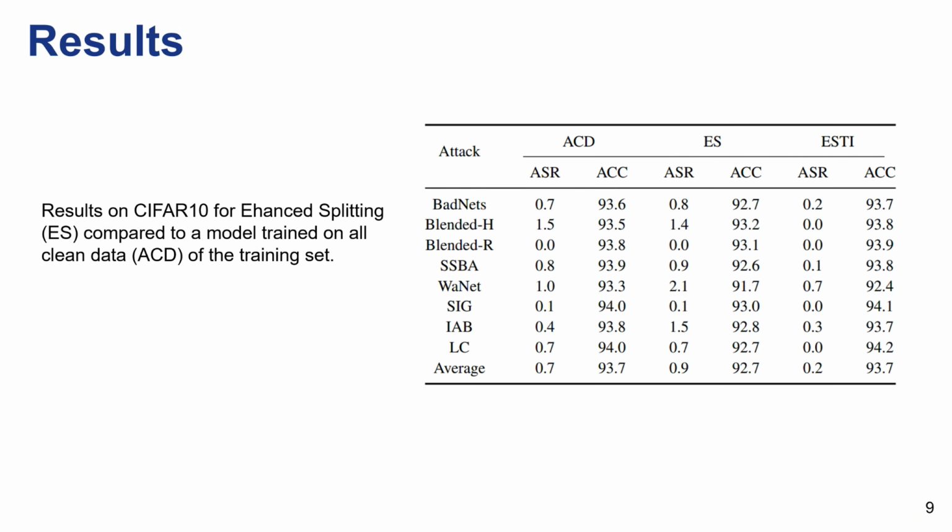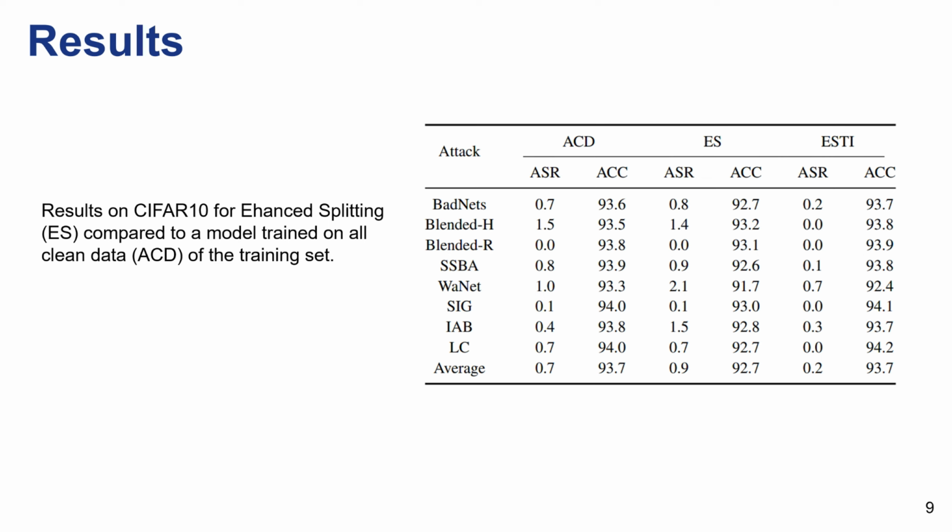We evaluated the effectiveness of our enhanced splitting stage. Specifically, we trained a clean model on the clean pool obtained through enhanced splitting and evaluated its ACC and ASR, denoted as ES. We compared its results with those of the model trained on all clean data of the training set, denoted as ACD. As shown in this table, the ASR of ES is close to that of ACD. However, the ACC of ES is slightly lower than that of ACD.